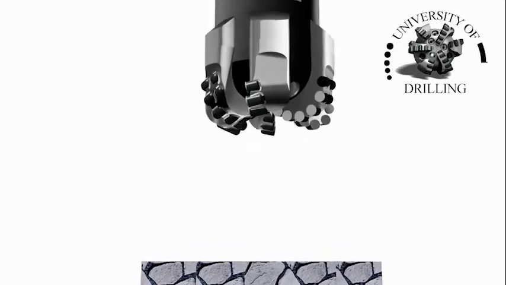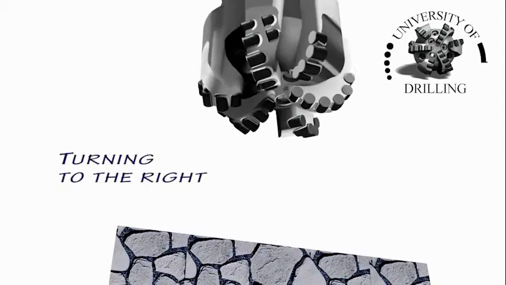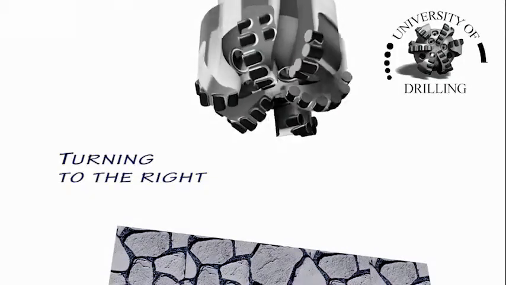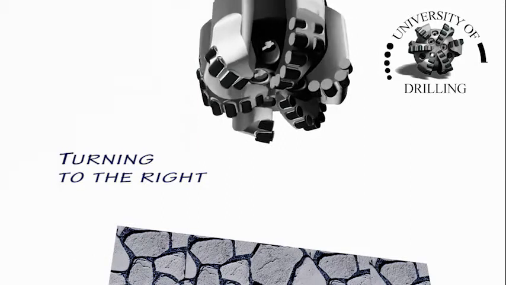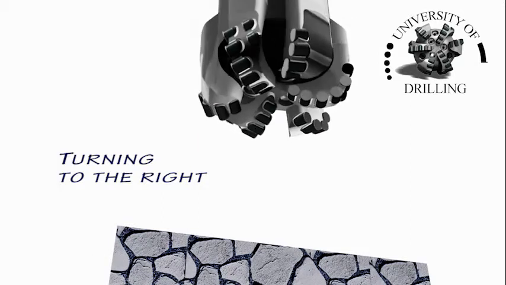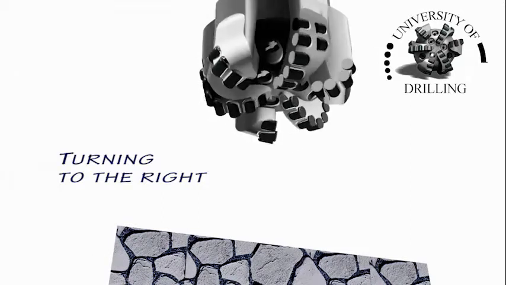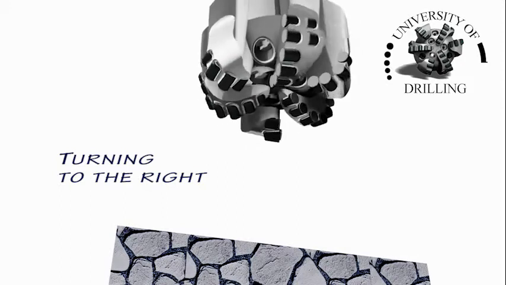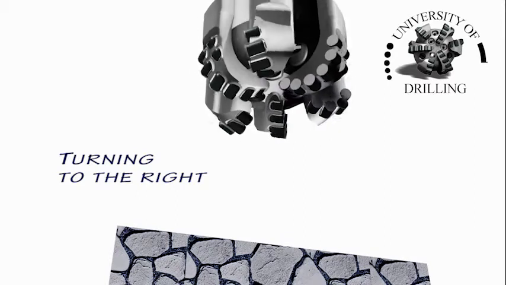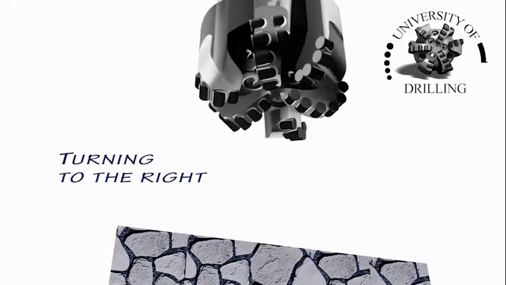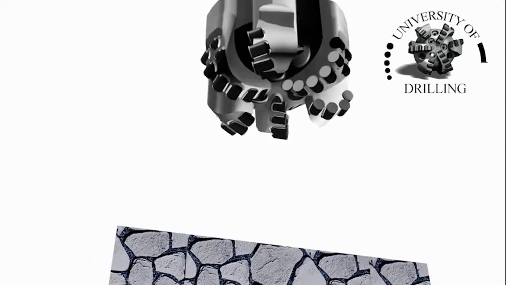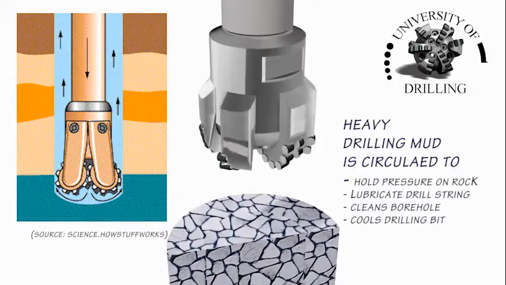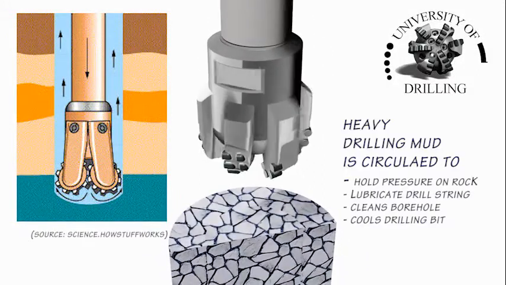Drillers also like to say that drilling is turning to the right to remind everyone that the drill string should always be rotated clockwise, because the drill string is assembled with individual joints of drill pipe that use right-hand threads, which would back out or unscrew and cause the drill string to fall apart if turned to the left. When rotating the string to the right, drilling fluid or mud is pumped down the drill string to exit the jets on the bottom of the drill bit.